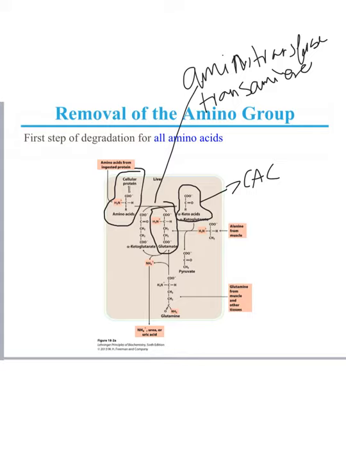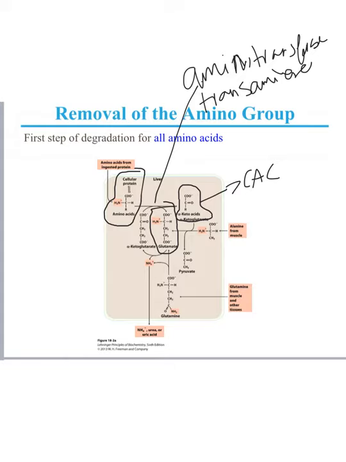Remember back all the way to chapter 22, when we talked about pyrimidine synthesis and purine biosynthesis. We used glutamate as the nitrogen source, the donor, to build those nitrogenous bases. So the ultimate goal here is to get that amino group transferred to glutamate.